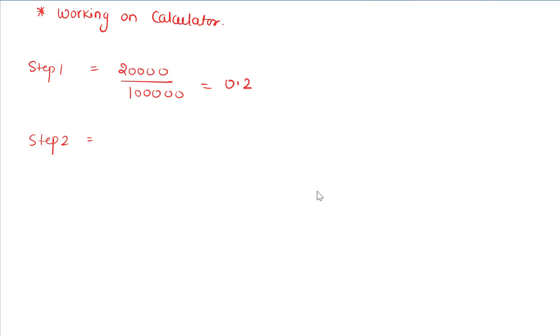Now step 2: we have to do 1 by 4, 25%, so we have to press root 2 times on the calculator. After pressing root 2 times you will receive the figure 0.6687 something something.